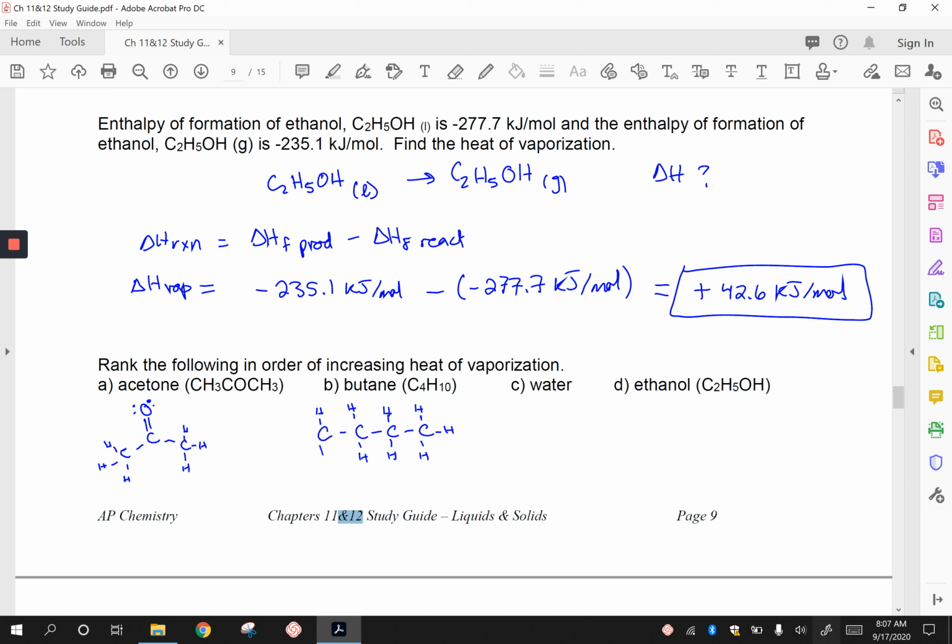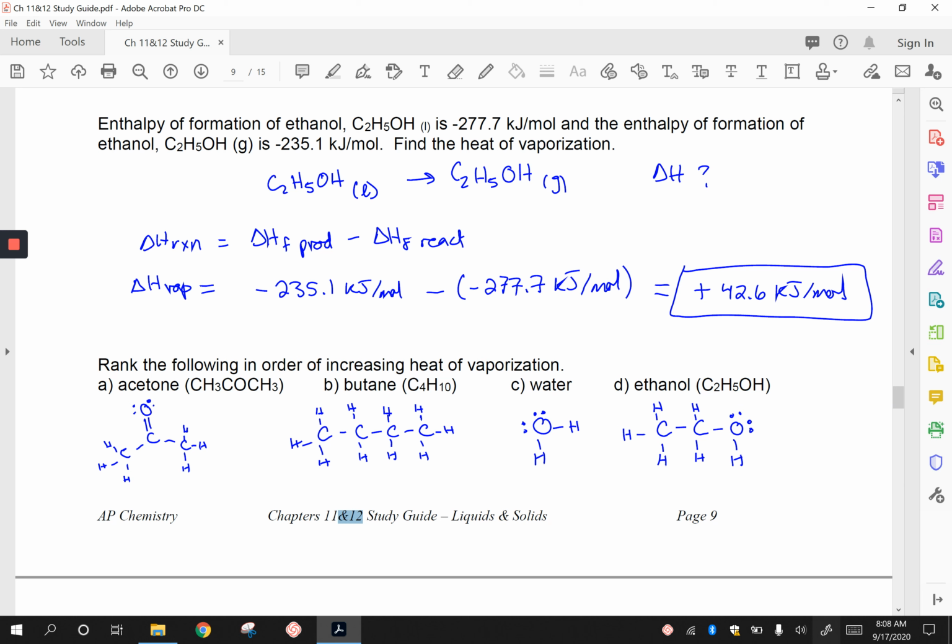Acetone is sometimes added to nail polish remover. Butane is lighter fluid. Water, obviously, you know that one. And then ethanol, it's a type of alcohol. It's used as a cleaner. It's used as a fuel. It's used in alcoholic drinks. All kinds of uses for ethanol here.